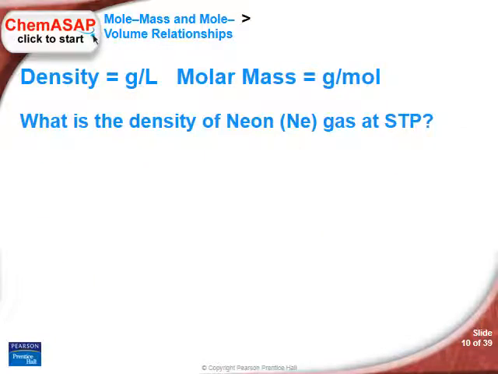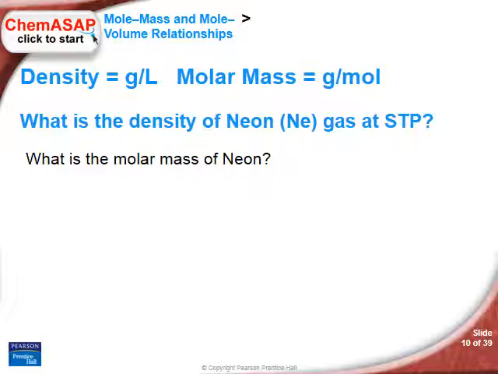Let's do another one. Remember, density is grams per liter, molar mass is grams per mole. We usually just get the molar mass by looking at the periodic table. So it asks us, what is the density of neon gas at STP? Well, they didn't give us a number here. So we need to figure out what's the molar mass of neon.